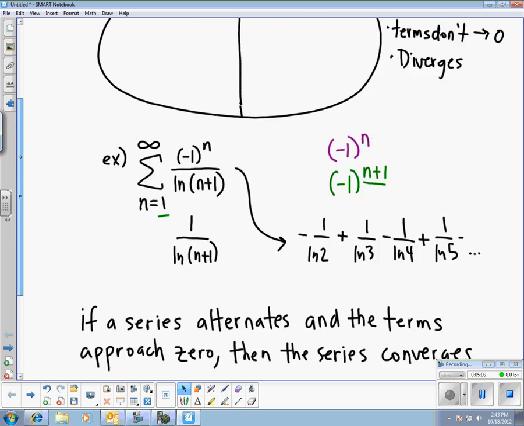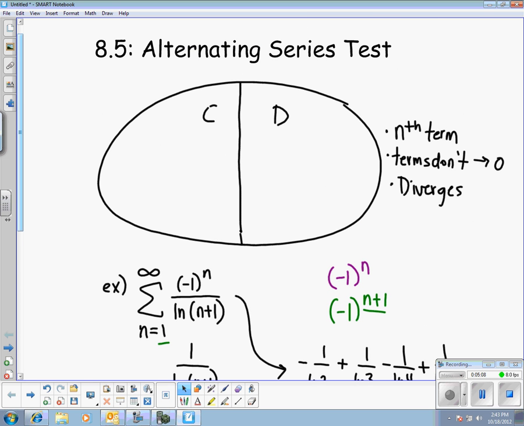So, according to our Venn diagram, the first thing you always do is look and see, does it have terms that approach 0? If not, you're done. It doesn't matter if it's alternating or not. That's the very first check, the nth term test. Now, if it does have terms that go to 0, all you have to say is it alternates, it converges.